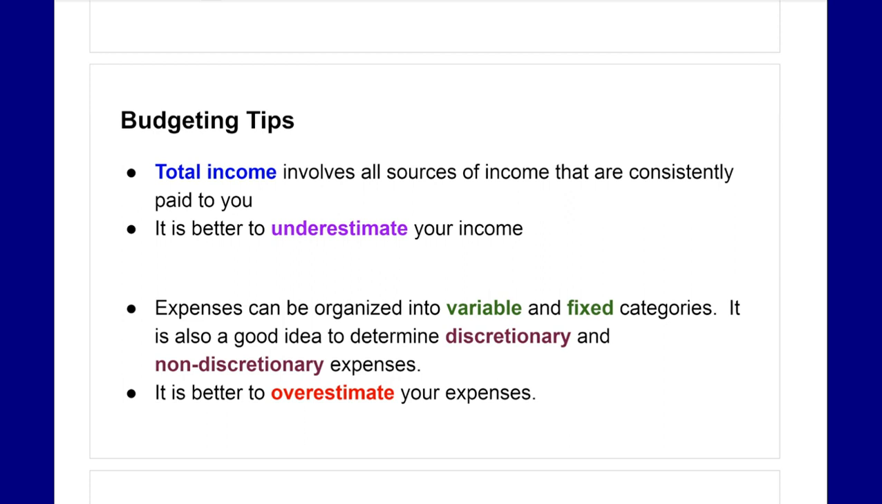Because if you overestimate, then you're planning for if something does come up, if the rates change, if something changes, and you do need to spend more money, or you do have to budget more money. So better to underestimate your income and better to overestimate your expenses. If you end up with more money later, that's always a good thing. I don't think anyone would complain about that.